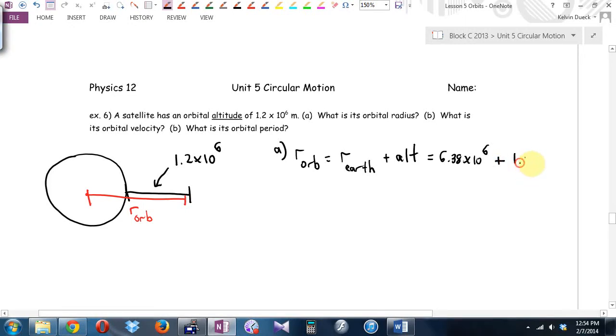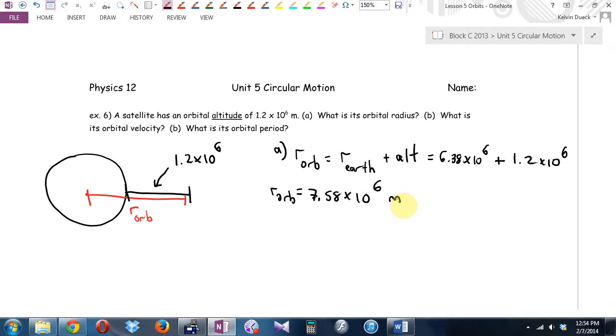Altitude is 1.2. Are they both times 10 to the 6th? Then you know what? I think it's just going to be 6.38 plus 1.2 all times 10 to the 6th, and you can do this on your calculator if you want. But I think it ends up being 7.58, double check me, times 10 to the 6th meters. 6 and 1 is 7. 0.38 and 0.2 is 0.58. It's all times 10 to the 6th, so the decimal points line up.